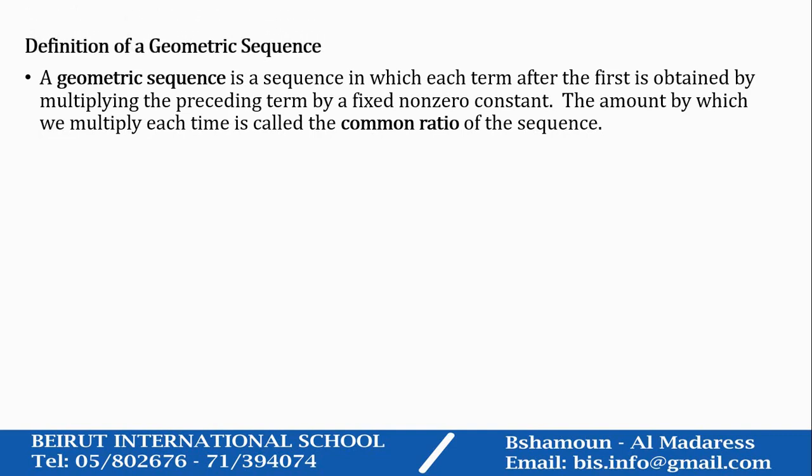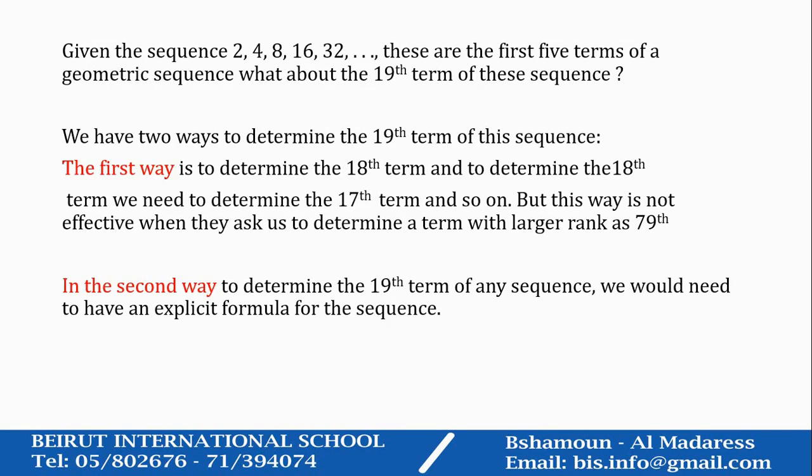To define a geometric sequence, it is a sequence in which each term after the first is obtained by multiplying the preceding term by a fixed non-zero constant. We have consecutive terms. The second term will be obtained by multiplying the first term by a constant number. Usually we call it R, the common ratio.